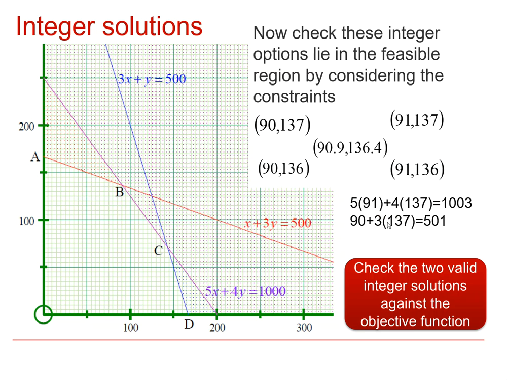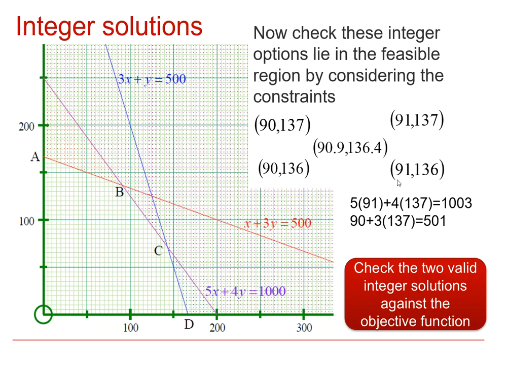So in this case, these 2 integer points, the 91,137 and 90,137, they actually breach these inequalities that are associated with the constraints by giving a number here which is greater than 1000, or a number here which is greater than 501. So that rules out these 2 at the top here.